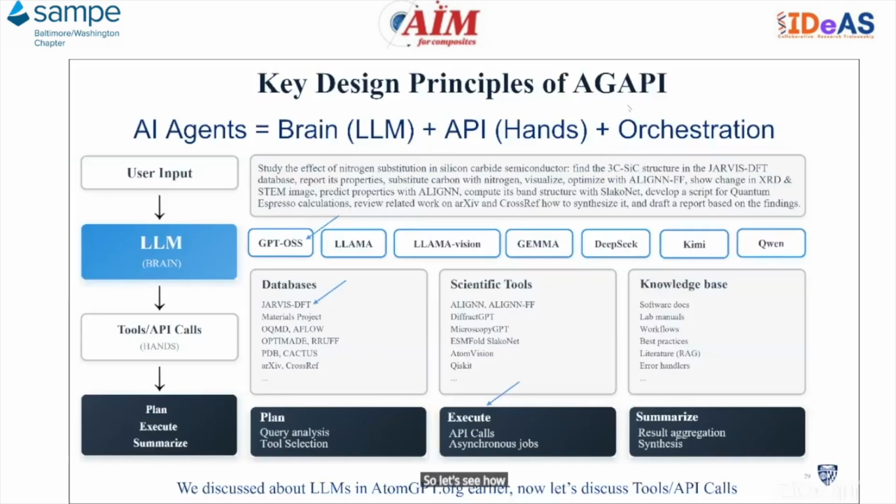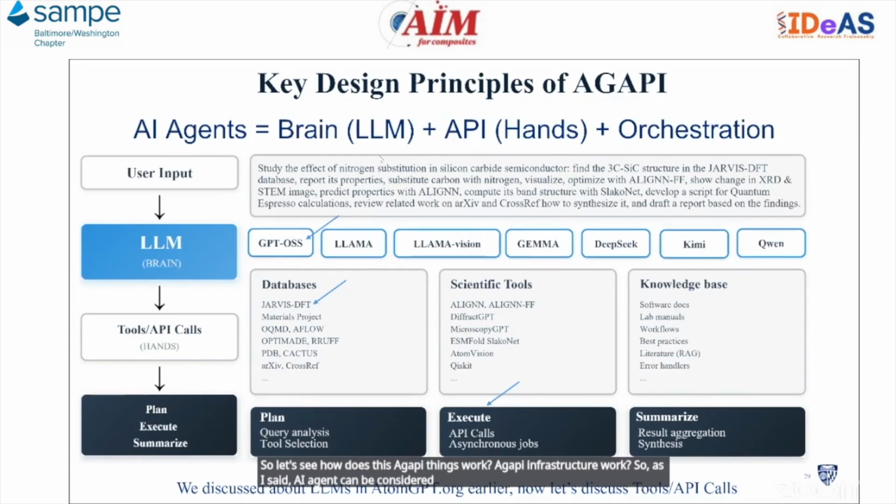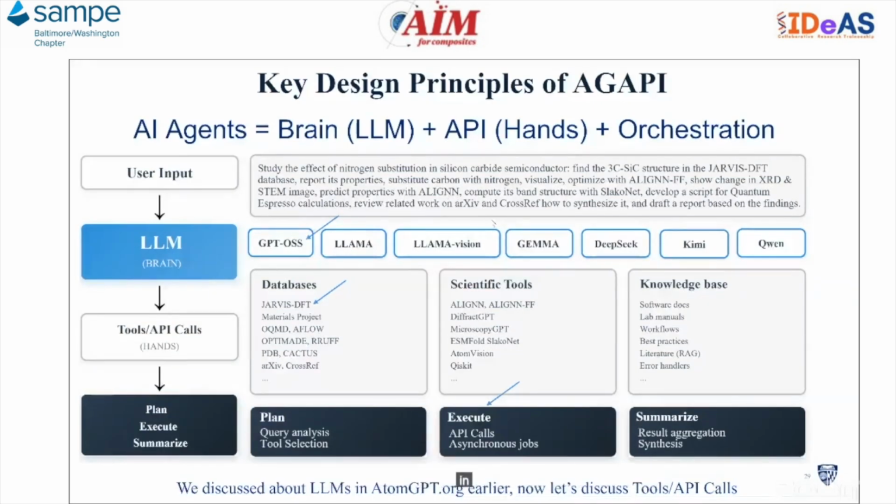So let's see how this AGAPI infrastructure works. As I said, an AI agent can be considered as a combination of three things: brain, the LLM or generative AI model; API, which are the hands; and orchestration. Suppose you ask this question: study the effect of nitrogen substitution in silicon carbide semiconductor. Find the 3C silicon carbide structure in JARVIS-DFT, report its properties, substitute a carbon atom with nitrogen, optimize the structure, predict the X-ray diffraction pattern, then show the STEM image, predict the properties in ALIGNN, in SlakoNet, do some literature search, and then make a report.